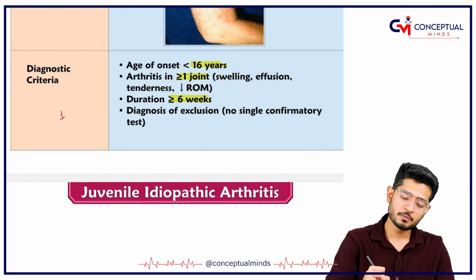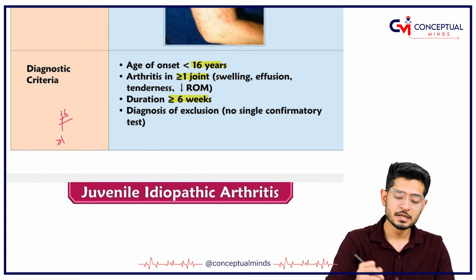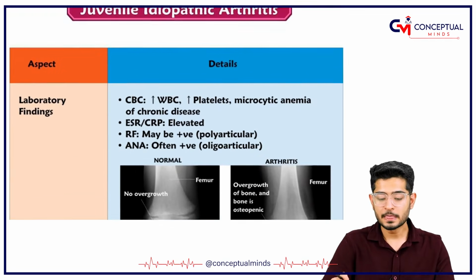So just remember, if you remember 16, everything is solved. That means 1 states more than 1 joint, 6 states duration more than 6 weeks, and 16 states that 16 years is the age of the child.